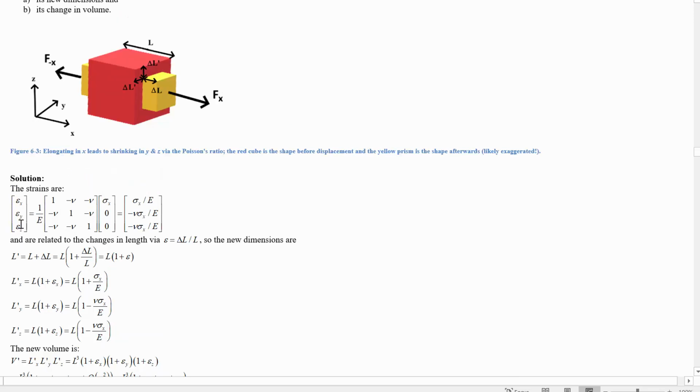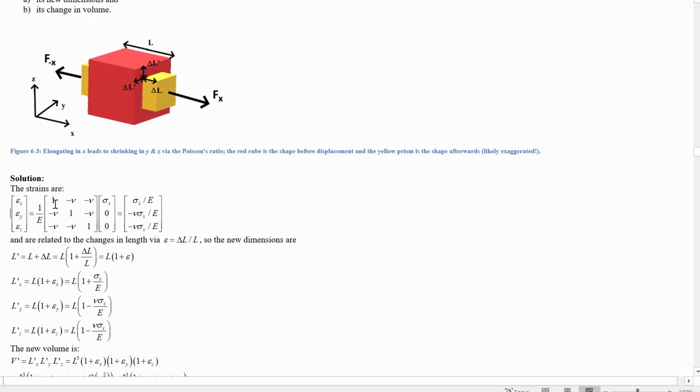So if we jump back to our strain is 1 over E times this matrix times the stresses, and put in 0 for y and z, then we can calculate out by just multiplying through this matrix what the components are of their strains.